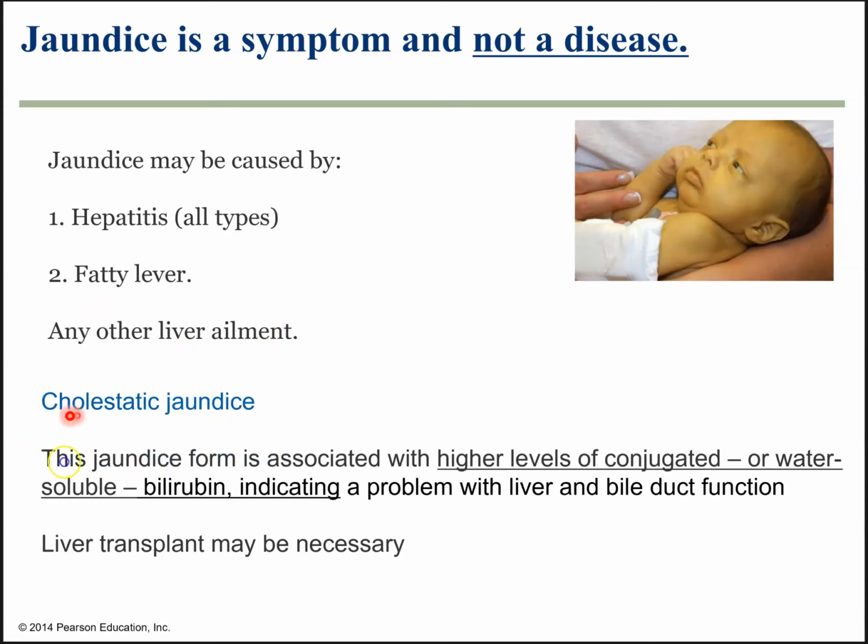Then you have cholestatic jaundice. Cholestatic jaundice is specifically associated with the blockage of the liver or reduced elimination of bilirubin by the bile ducts. So it ends up retaining bilirubin in the bloodstream. This type often requires medication and a surgical procedure to cure the disease.